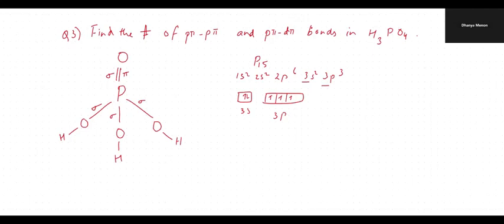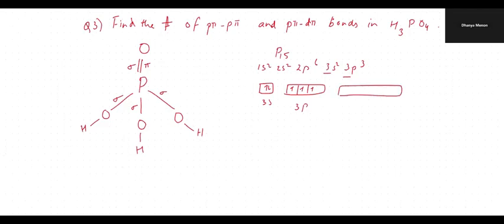5 unpaired electrons. So our 3d orbitals will come into play. 3d will come into play. 1, 2, 3, 4, 5. Now what would happen? The electrons of 3s can move to 3d. Because one electron is shifting, we have the first excited state.